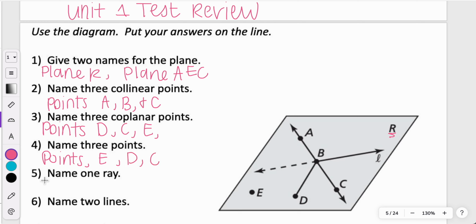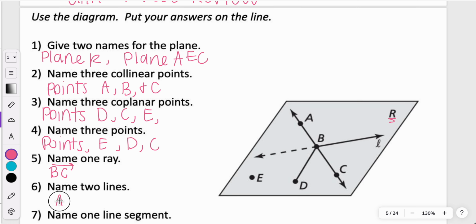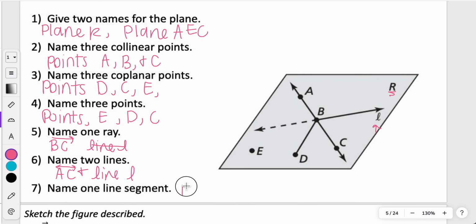A ray just needs an endpoint, so I'm going to say like ray BC, and make sure you include the ray symbol. And then naming two lines, just want to make sure you have the line symbol. So maybe I say like line AC with the 2 arrows on the end. You can also say line L right here. That would be another great way to represent that line. Line L. One line segment, maybe we see like DB would be a good one, just because you want those 2 endpoints. Okay, so that'll be our first section, 1 through 7.